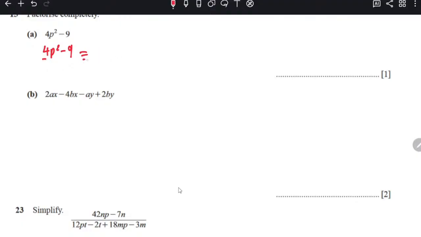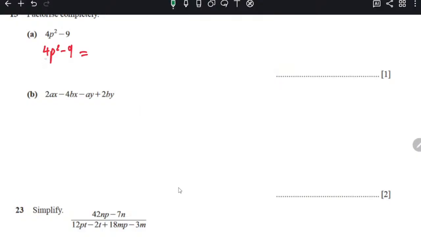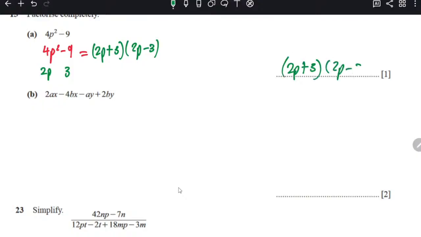So here, look at what you do. 4p squared is a square number. 9 is a square number. So you factorize them. You square root them. Square root of 4 is 2. Square root of p squared is p. Square root of 9 is 3. So when you make your bracket, it will be 2p plus 3 multiplying 2p minus 3. There you have it. Are we together?